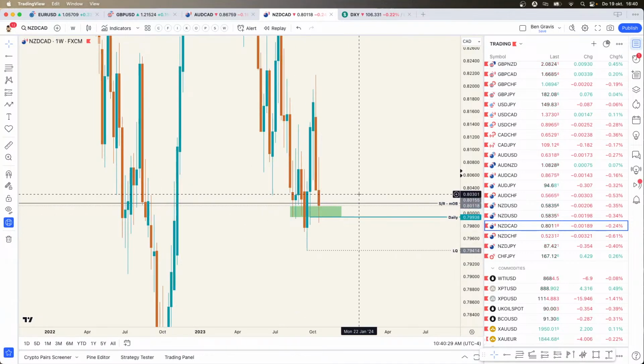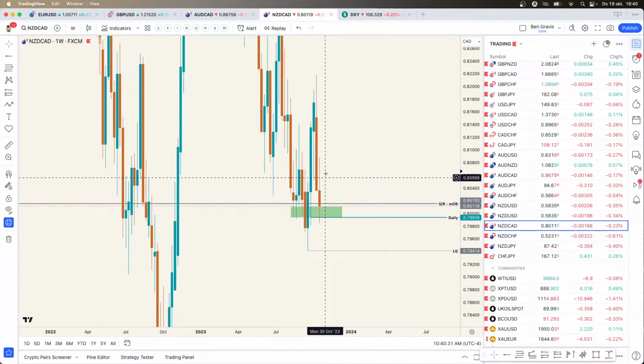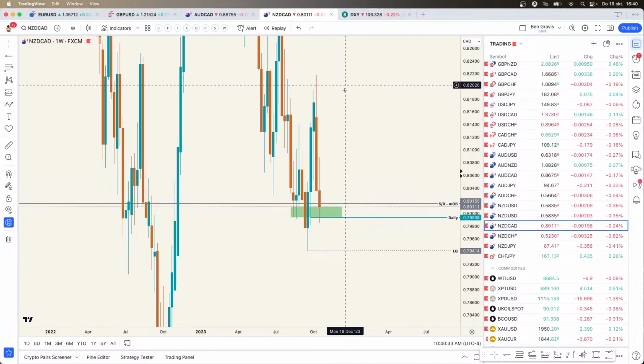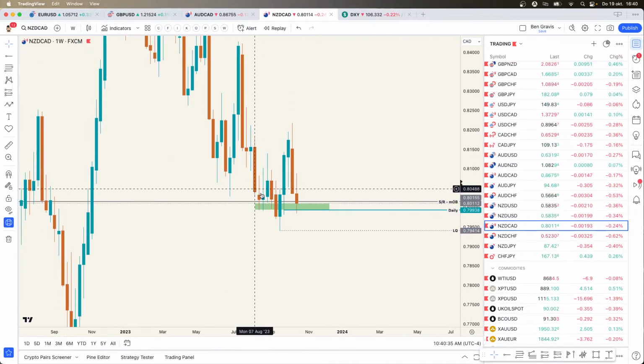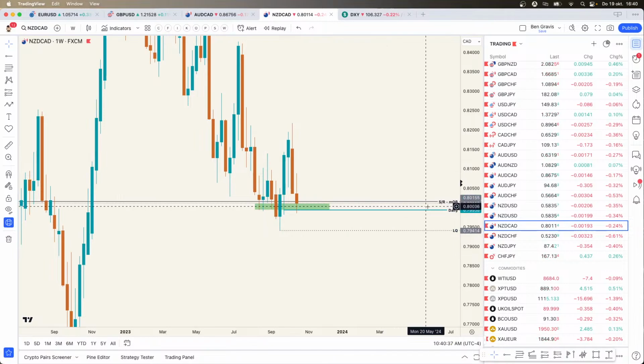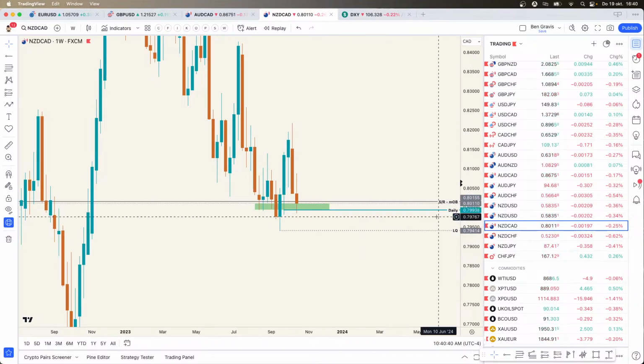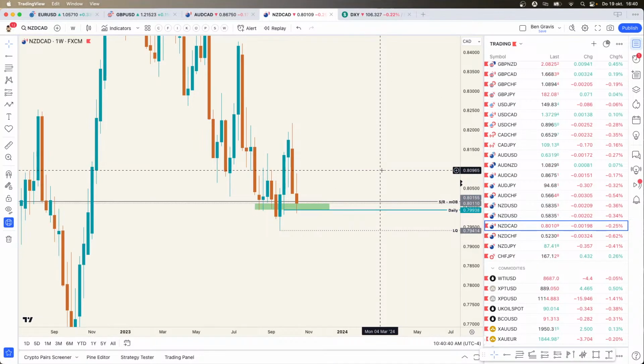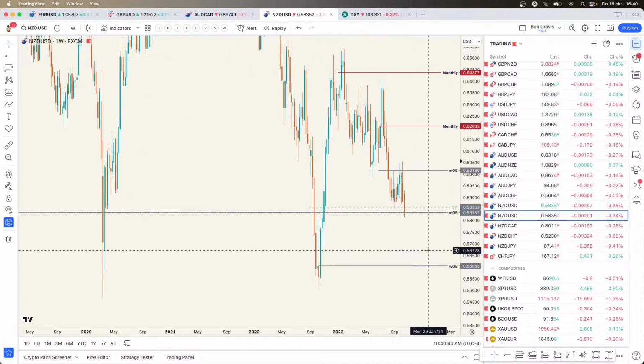And then next week we could have that engulfing candle, then a move back down and then higher. So yeah, I'm definitely looking for a potential move higher here. So place some alerts, but we have to wait a bit on that one. NZD USD.